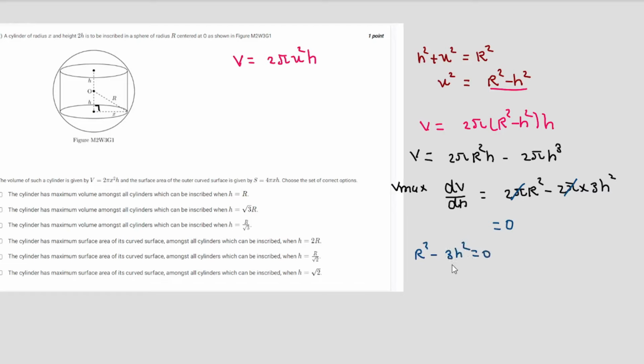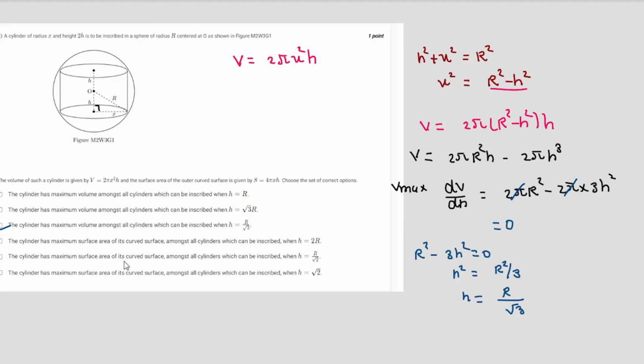So when the cylinder has maximum volume, h square will be equal to r square divided by 3. That means h will be equal to r divided by root 3. So the third statement is correct. For maximum volume, the height should be equal to r divided by root 3.